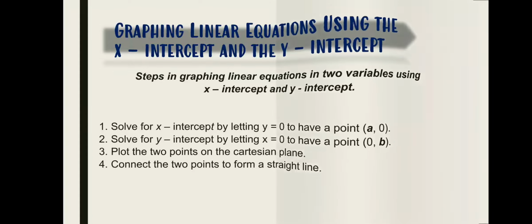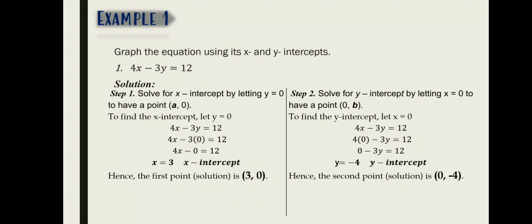For our example, graph the equation using its x and y intercepts. The equation is 4x minus 3y equals 12. Again, the equation is 4x minus 3y equals 12. Here is the solution. Step 1. Solve for x-intercept by letting y equal 0 to have a point A, 0.